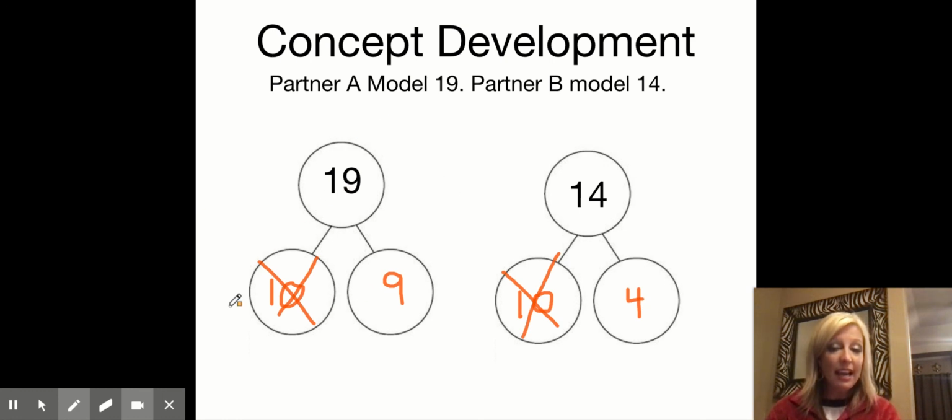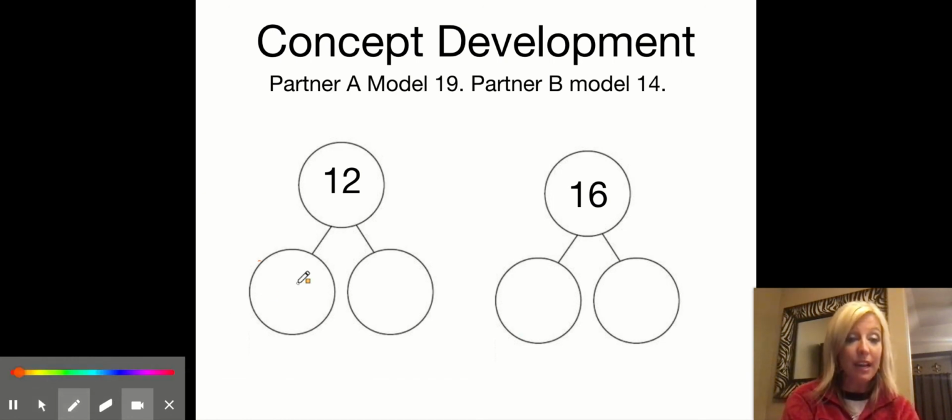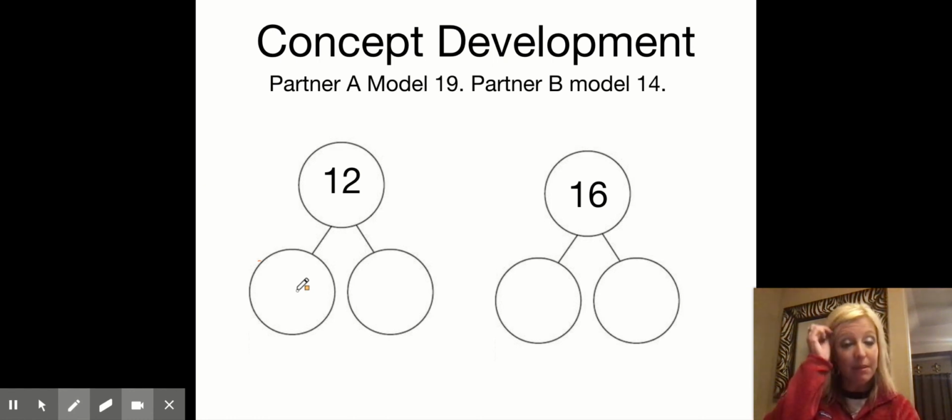Go ahead and create 2 more number bonds or erase the ones that you've already drawn. Next, we have the numbers 12 and 16. Let's break those down or decompose them. Let's go ahead and pull out our 10. So we have 12, and we can pull out your 10 ones. And then how many are left over? What's your missing part? Very good, 2.